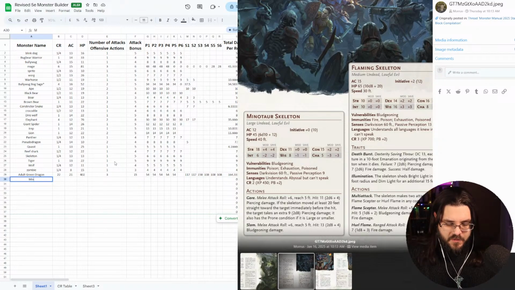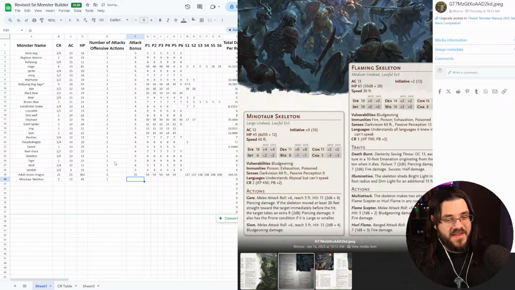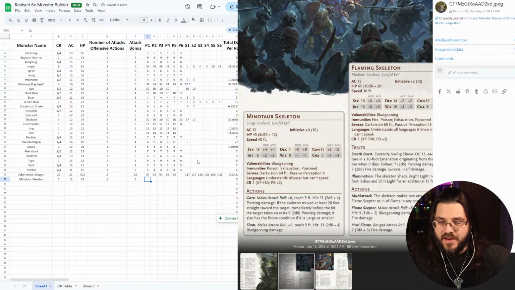Have we got? Yeah, we do that. Minotaur skeleton is going to be a CR2. 12, 45. That's 25, not 45. Number of offensive attacks. Really, just one? That's disappointing. Don't like seeing just one attack at CR2. That feels far too small. Plus 6 to hit, and then it's 11 damage, so it's going to be 11 across the boards, isn't it?